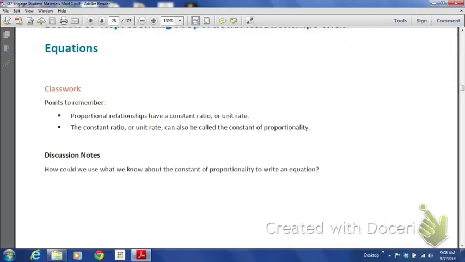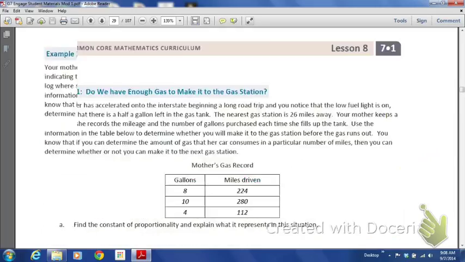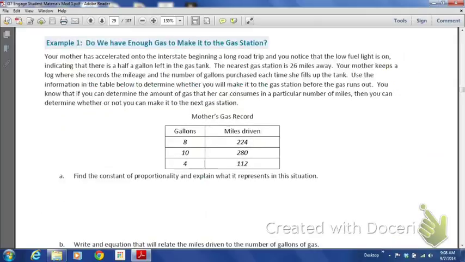So we're going to go ahead now. We're going to look down here at the next page, and let's do an example. This example is called, "Do we have enough gas to make it to the gas station?"